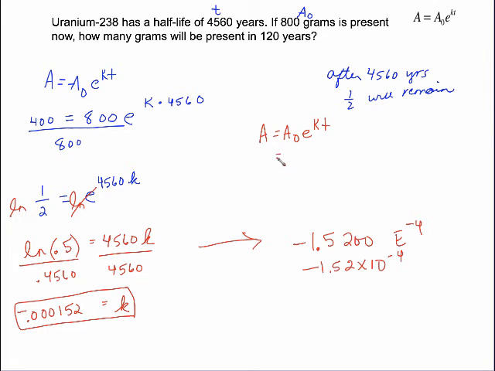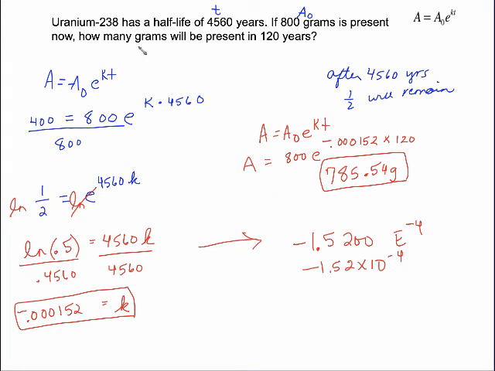This time we're going to plug in the fact that we're starting with 800 grams, e to the k, which is negative 0.000152, times t, which is 120. And this is just a matter of plugging directly into your calculator because you're trying to find how much is left, which is your A. And this works out to be 785.54 grams. You may be asked to round to the nearest whole number. You may be asked to go to one place, 2 decimal places. I'm not sure. So let's look at another one like this.